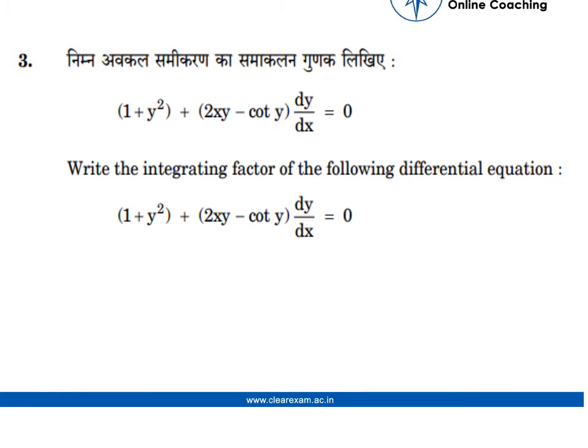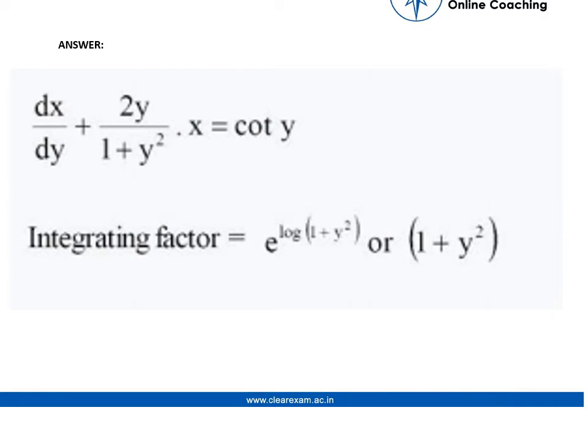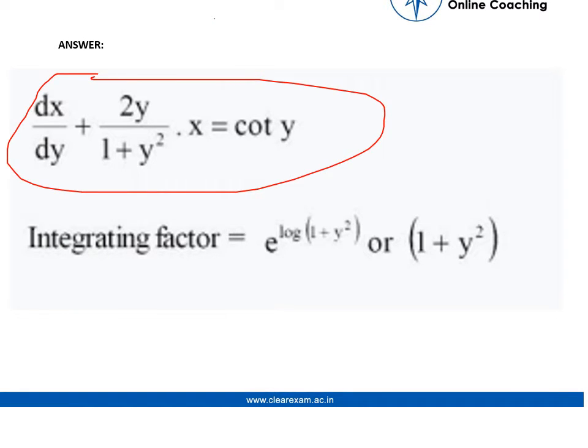Question 3. Write the integrating factor of the following differential equation: (1 + y²) + (2xy − cot y) dy/dx = 0. So here is the following equation, which can be written as dx/dy + Px = Q.